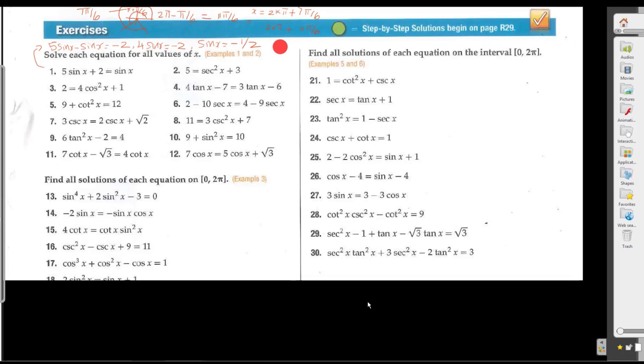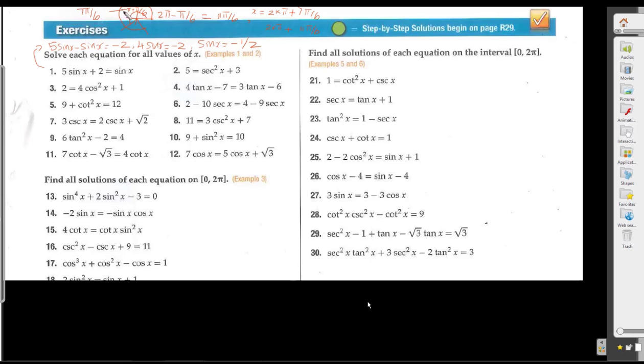So 5 sin x minus sin x equals negative 2. You just add negative sin x and negative 2 to both sides. You get sin x equals negative 1/2. So now you need to find the reference angle. What's the value of sine? That sine is going to be 1/2. That is going to be pi over 6. That's the reference angle. But here sine is negative, sin x.